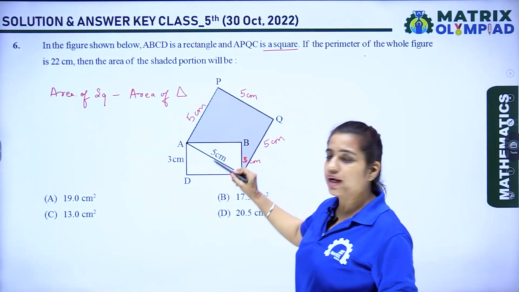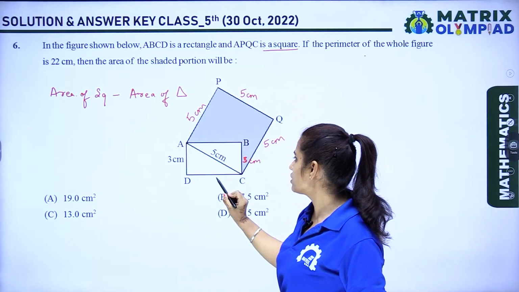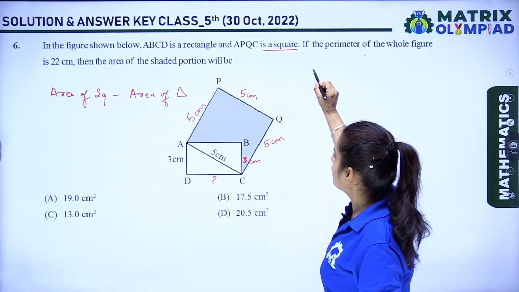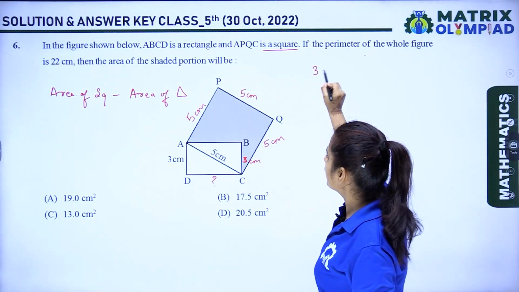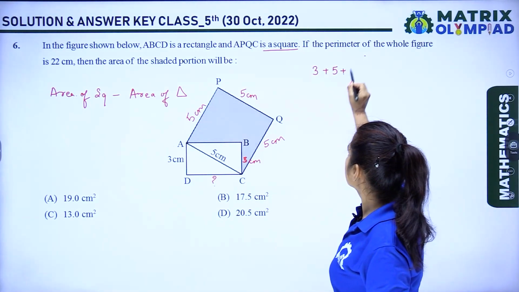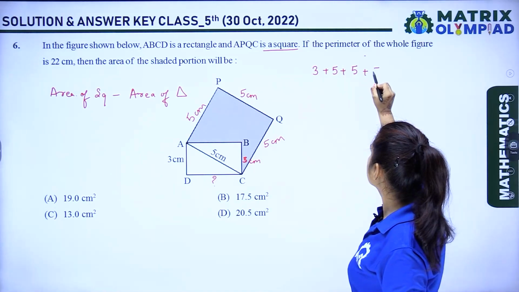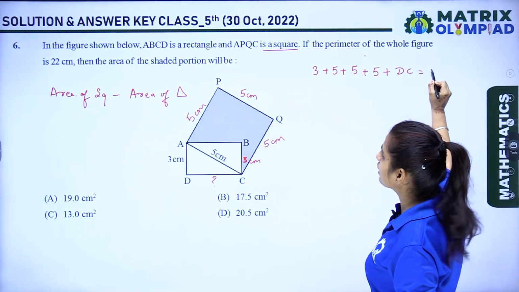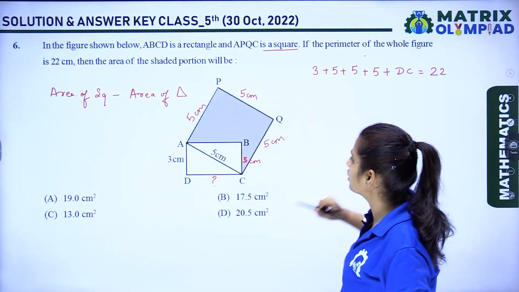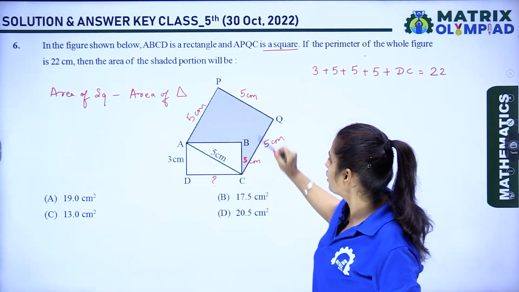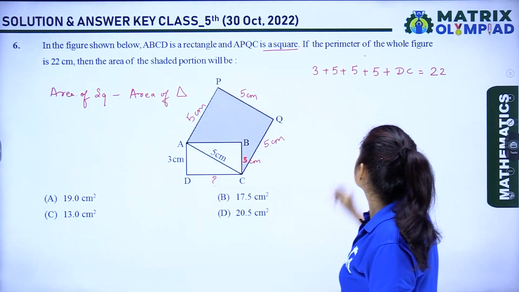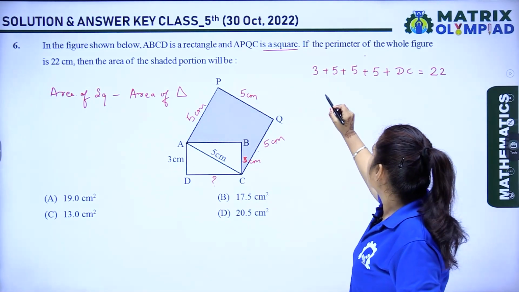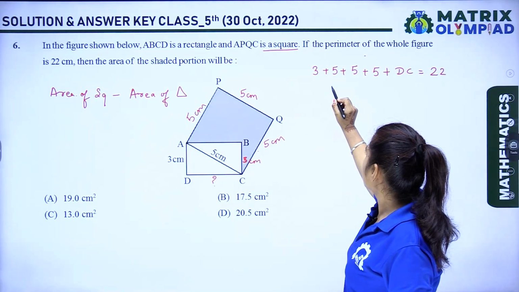Now, let's find out this unknown side DC. Now, here let's calculate 3 plus 5 plus 5 plus 5 plus side DC, that is equal to 22 centimeter. This 1, 2, 3, 4, 5. 1, 2, 3, 4. So here, let's begin with the calculation part.